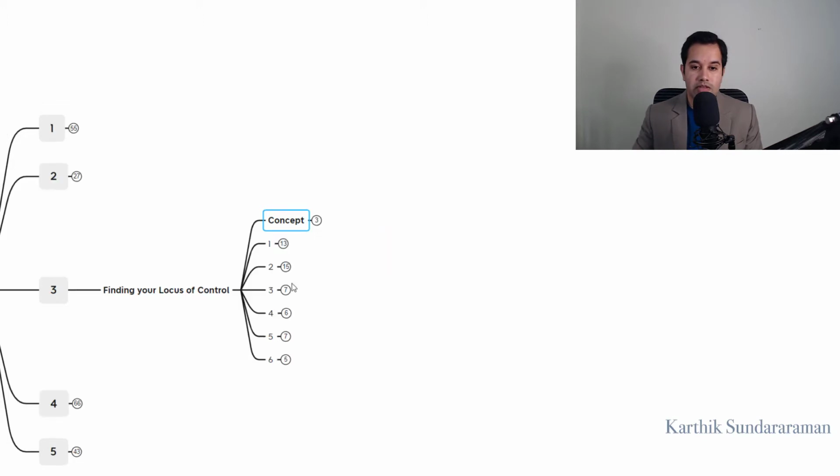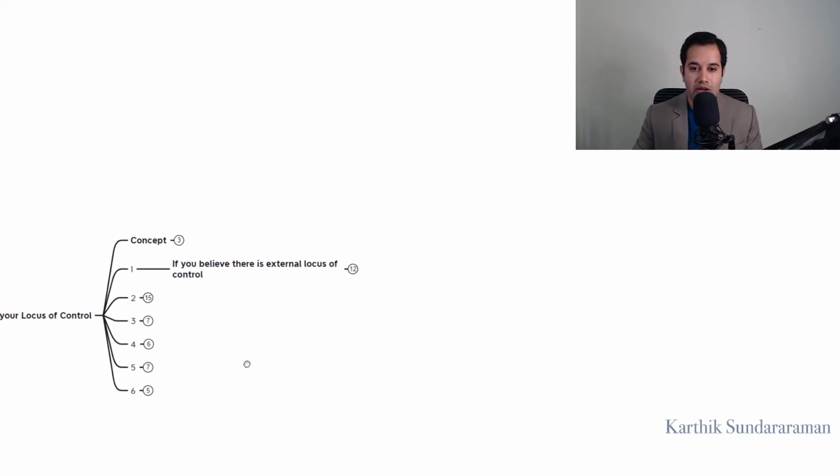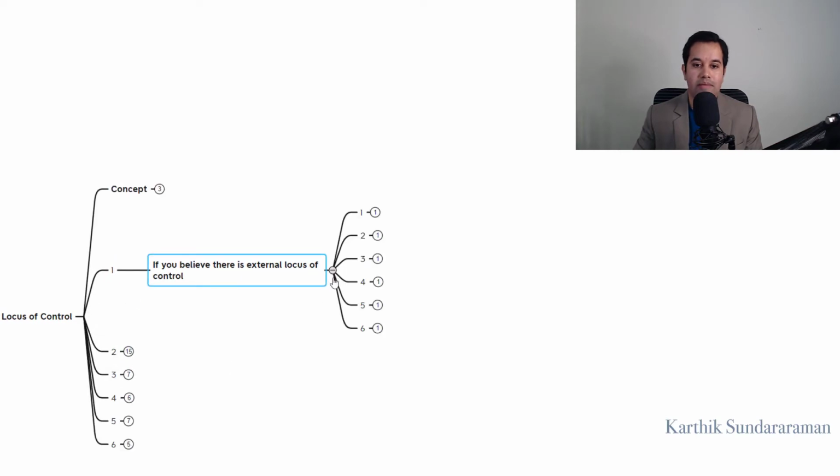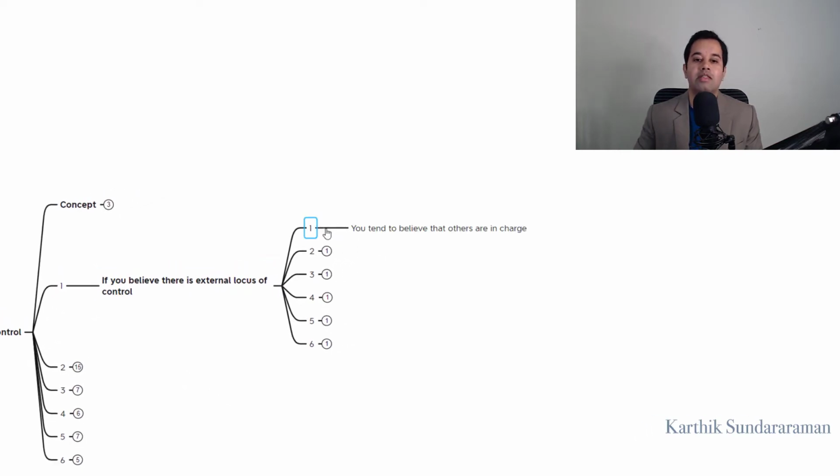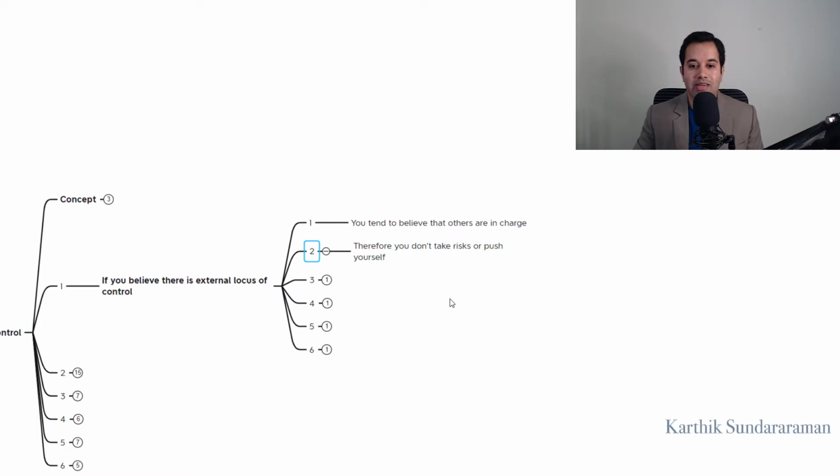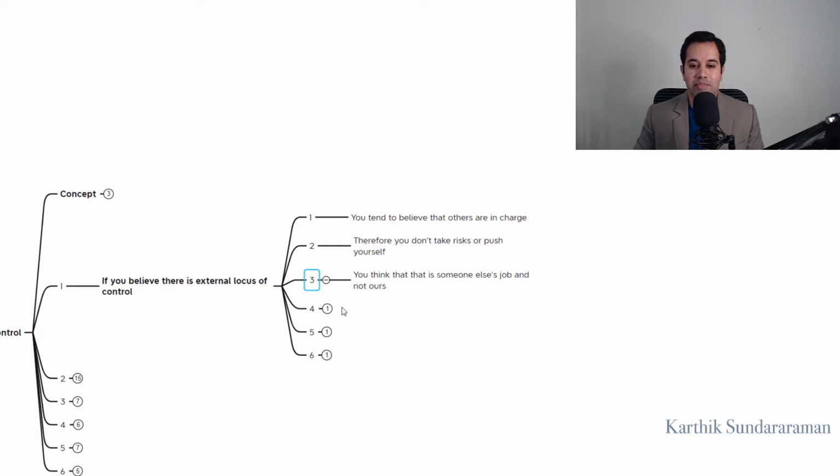The first one is the external locus of control. What kind of things do you exhibit? The first thing is you tend to believe that others are in charge. You will see problems happening, you'll probably identify the problem, but you will not take any action on it. Second, you do not take risks or push yourself beyond a certain boundary. Third, you think it is someone else's job and not yours. Fourth, it results in only extrinsic motivation, so you do not find that intrinsic drive and motivation to do things.